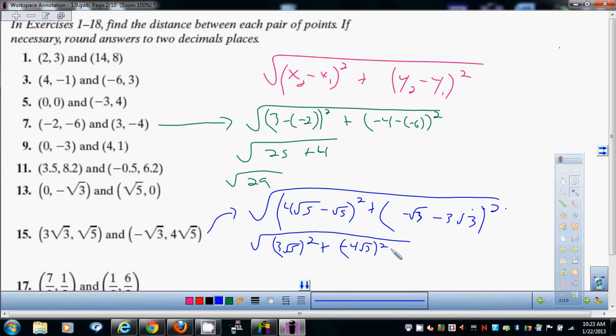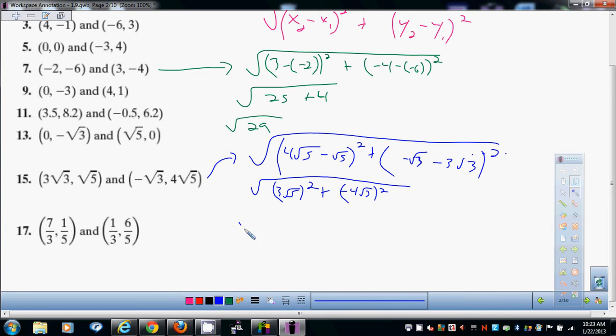So, what's 3 squared? What's square root of 5 squared? Well, that's negative 4 squared. Square root of 3 squared. 45 and 48. That's what I'm getting. Square root of 93. Distance formula. 3 and 31. Does it have any others? I think those are both prime. I don't think so.